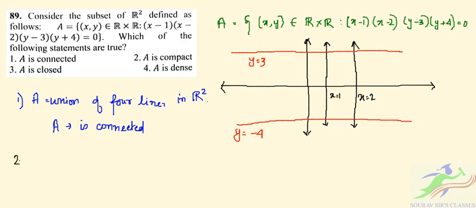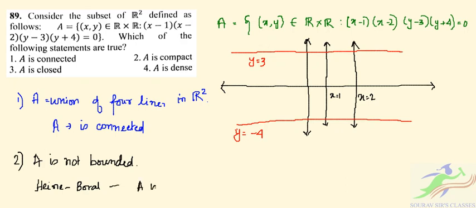Let's check option 2: A is compact. First of all, we have to know that A is not bounded. There is a theorem, the Heine-Borel theorem, which states that if A is not bounded, then A is also not compact. So option 2 is false. We are not going into the details of the Heine-Borel theorem.